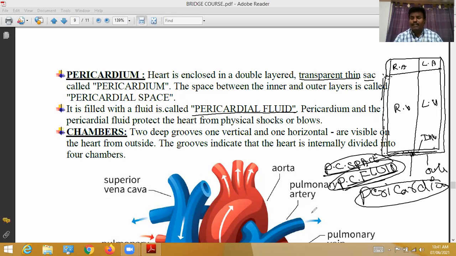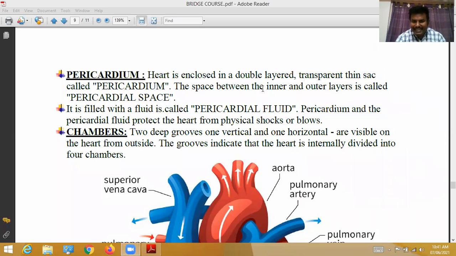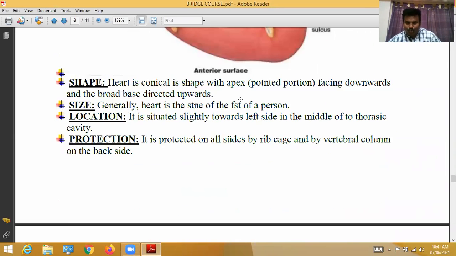Physical shocks means, if you meet with an accident, an electrical shock, or any blows while riding a bike or cycle and suddenly fall, nothing happens to our body due to the pericardium and pericardial fluid. Now let's have a look at how the pericardium and pericardial fluid look in a real diagram.